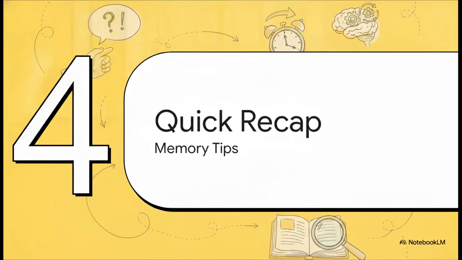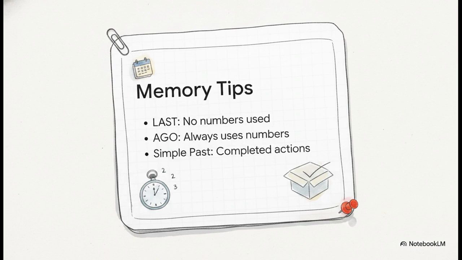Section 4. Quick recap and memory tips. Let's quickly lock in these rules before we wrap up. First tip. Last never, ever pairs with a number. It's just the word last plus the time name, like last week. Second tip. Ago always requires you to count. The formula is number, then time, then ago, like 2 days ago. And third, all of this is happening in the simple past tense using verb 2, because your shopping trip is completely finished and left safely in the past.